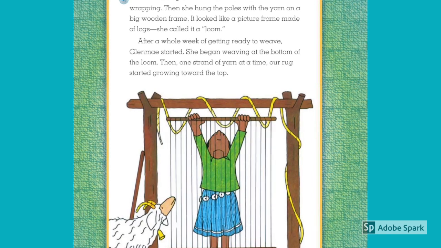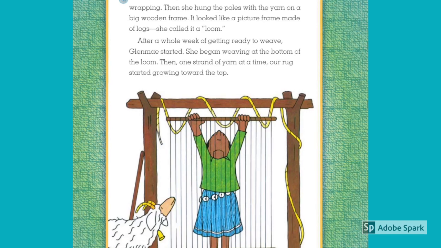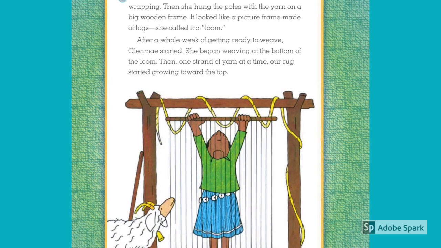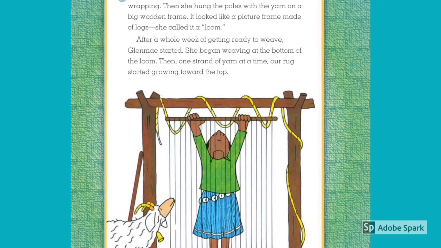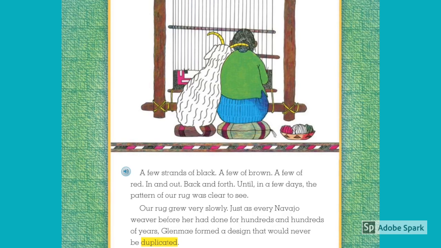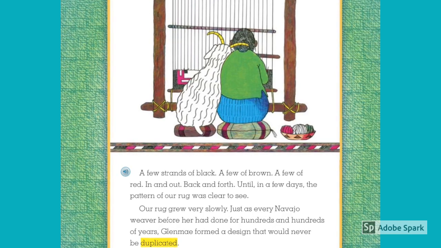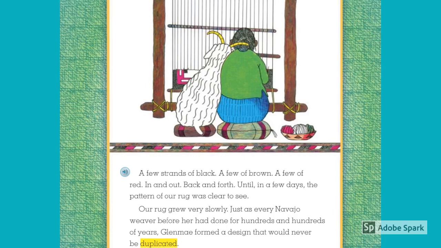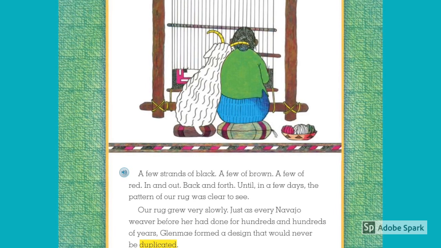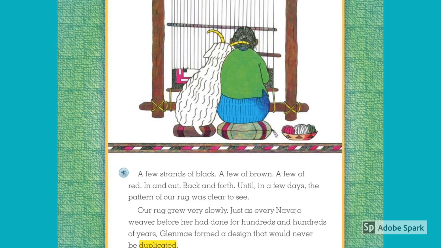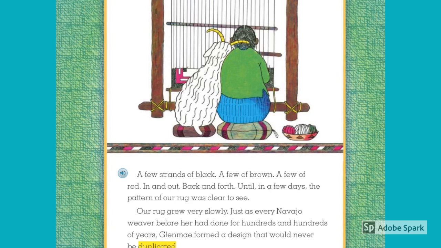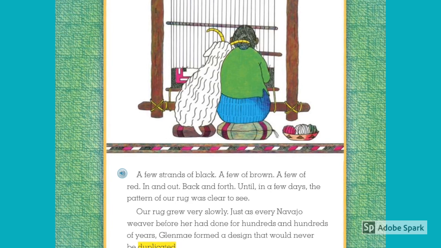After a whole week of getting ready to weave, Glenn May started. She began weaving at the bottom of the loom. Then one strand of yarn at a time, our rug started growing toward the top. A few strands of black, a few of brown, a few of red, in and out, back and forth, until in a few days the pattern of our rug was clear to see. Our rug grew very slowly, just as every Navajo weaver before her had done for hundreds and hundreds of years. Glenn May formed a design that would never be duplicated.